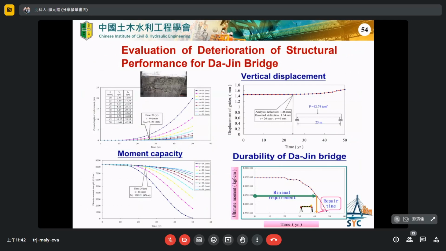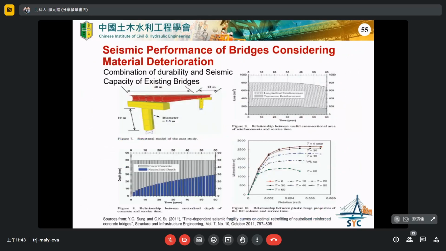And also we combine the durability analysis with structural performance. So we can calibrate the structural performance from year to year. And this figure is very important for bridge design. In case the performance is below the threshold we set, then it means that something has to be done. So to maintain the durability of the bridge structure, at the design stage we have to consider the deterioration of structural performance. Okay, so this figure is very important.